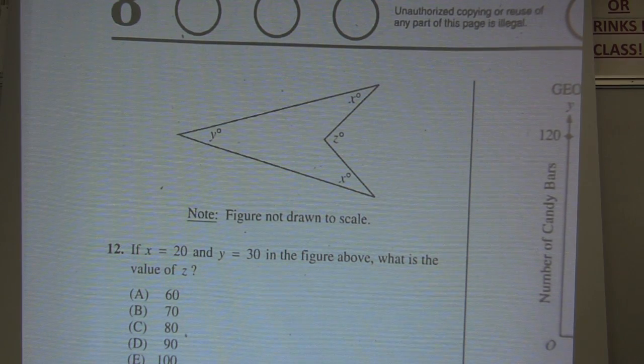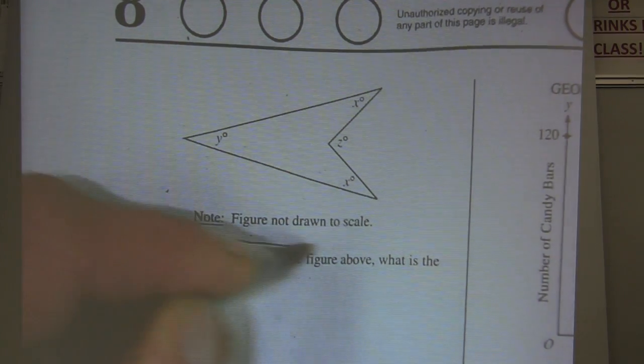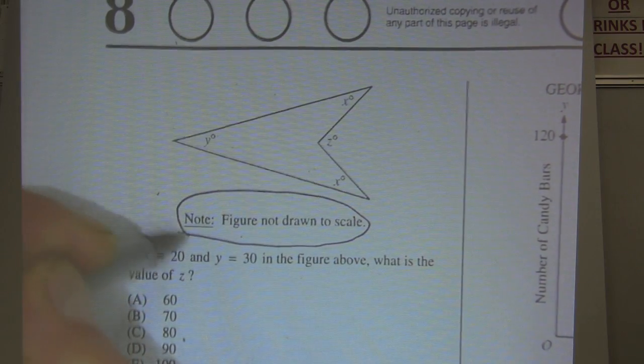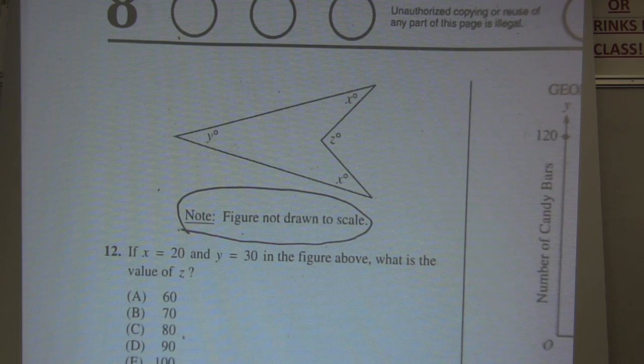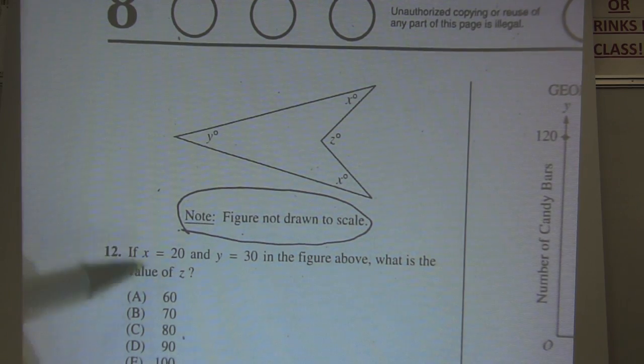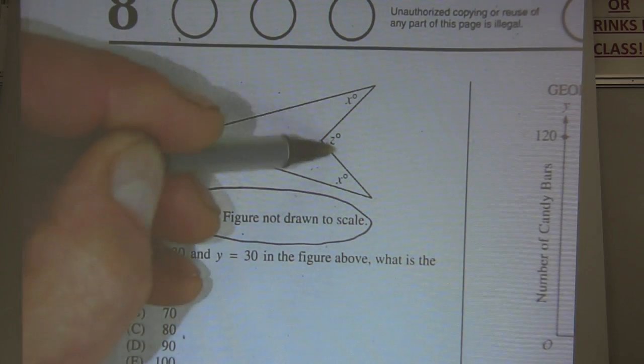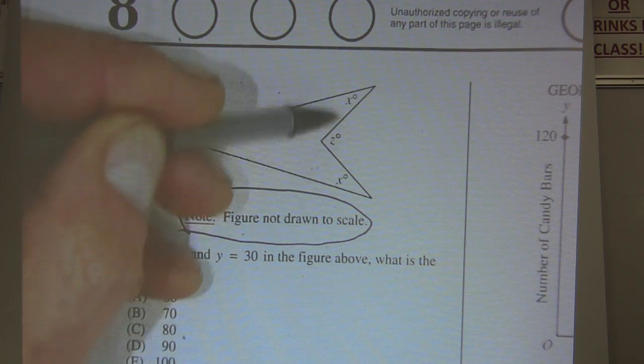Okay, we have another geometric figure. Notice they say it's not drawn to scale, so we've got to watch out. Things aren't going to be drawn to scale. And they start giving me some angle measurements, and it looks like I'm looking for Z. I need to get this angle over here. Okay, there's two X's right here.